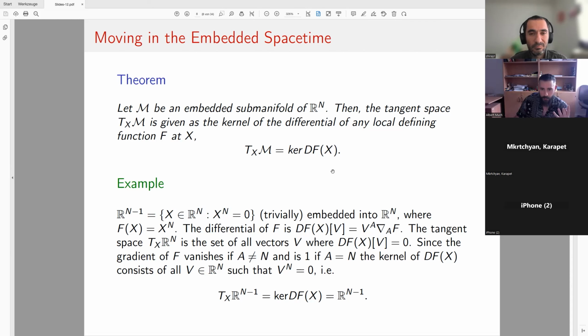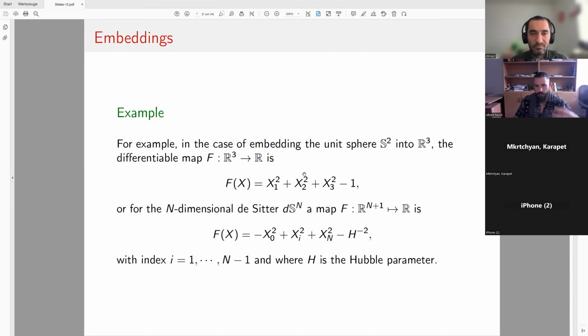one way to really capture this is by taking the kernel of the differential of that map. So let M be an embedded submanifold of Rn, then the tangent space at the point x is given as the kernel of the differential of any locally defined function f at x. So basically, you take this embedding function, you take the differential of it, and you see when that is 0. This gives you exactly the tangent space at the point x.